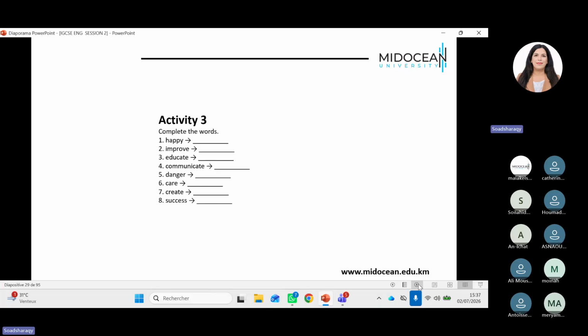Now, activity number 3, complete the words. So raise your hands, guys. Complete the words. So who wants to start? Complete the words with the right suffix.